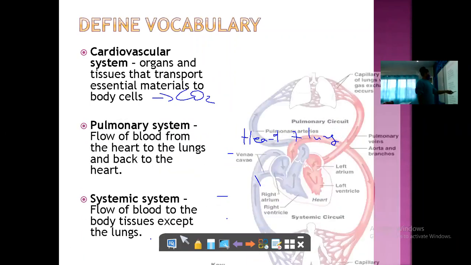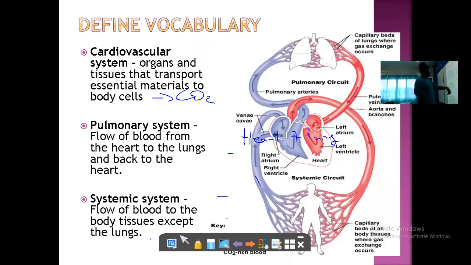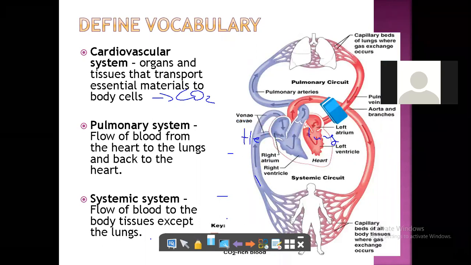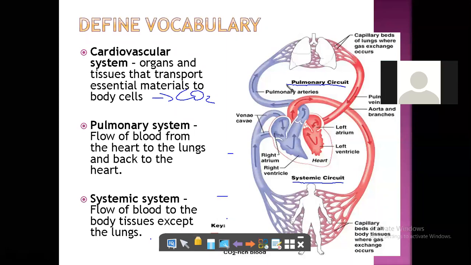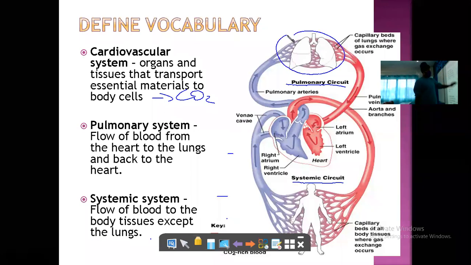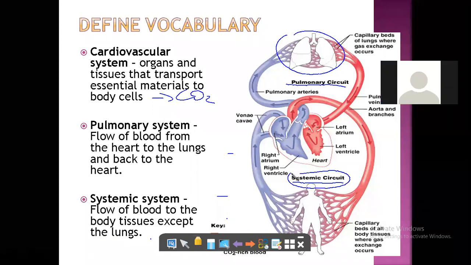The next thing is, here's a diagram that shows the circuits, the systemic circuit and the pulmonary circuit. Okay? The pulmonary circuit involves the flow of blood between the heart and the lungs. The systemic circuit involves the flow of blood in the rest of the body and the heart, excluding the lungs. All right, let's move on.